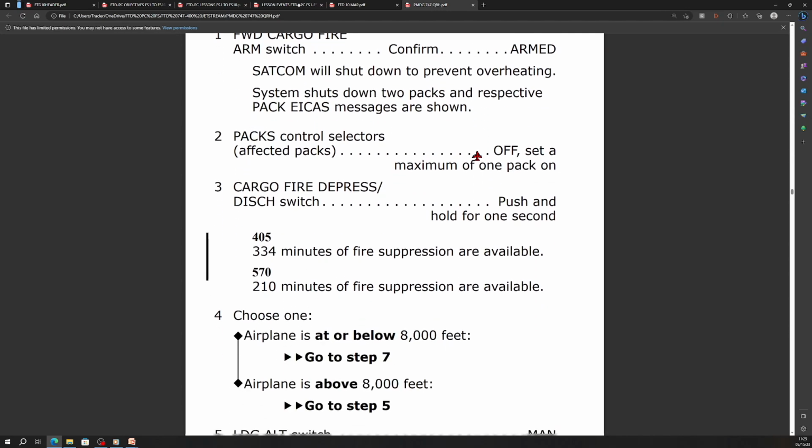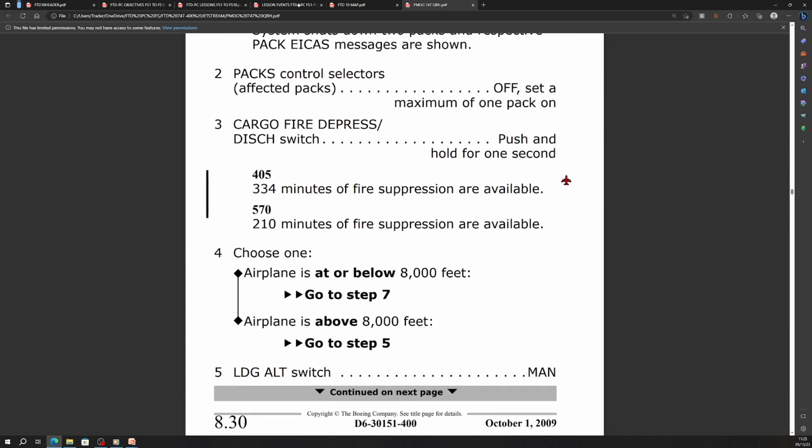And then cargo fire depress discharge switch, push and hold for 1 second. So we'll lift the guard and push and hold for 1 second. And then in the freighter 570, 210 minutes of fire suppression are available.